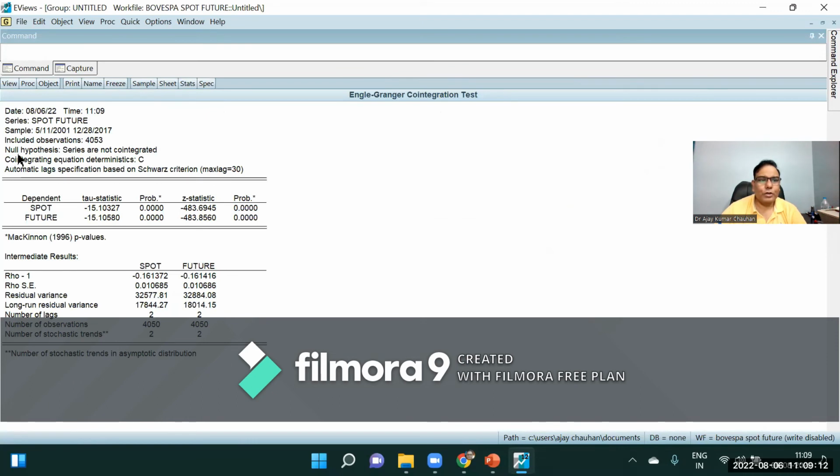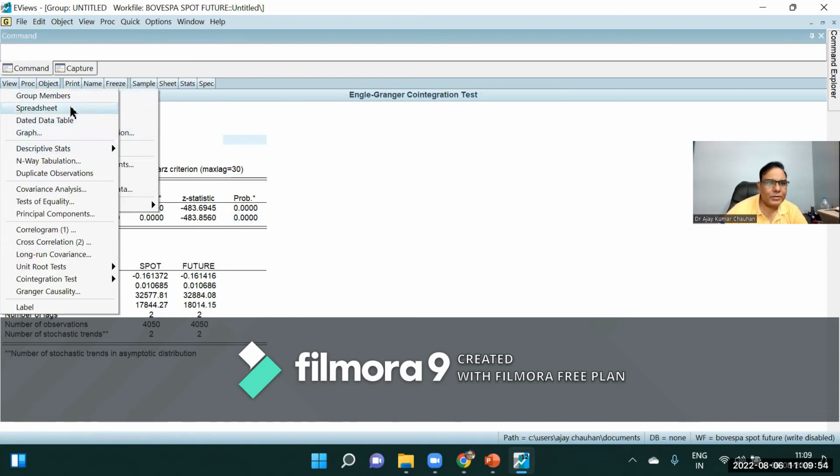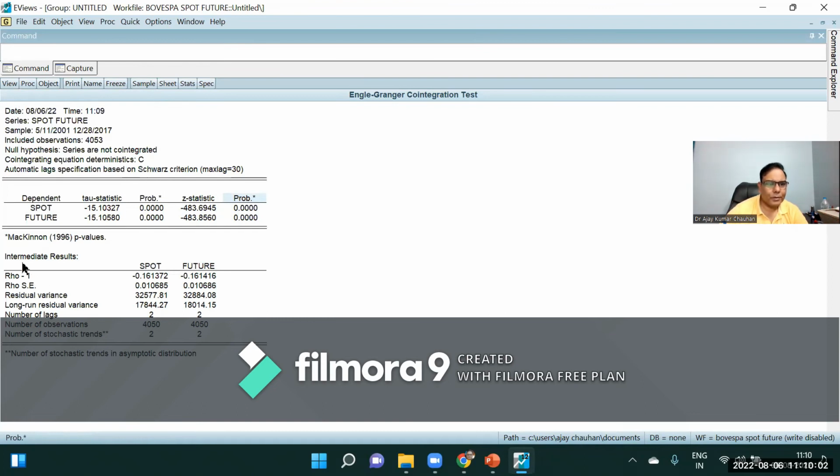The null hypothesis of the Engle-Granger test is that the series are not cointegrated. The probability is saying that no, they are cointegrated. If you assume spot is the dependent variable, cointegrated. Future as the dependent variable, cointegrated. So the series is cointegrated. And after that, you have to save the residuals. So we must have the residuals of this equation. Okay, intermediate results. Yeah. So this is the simple Engle-Granger test, saying that they are cointegrated.